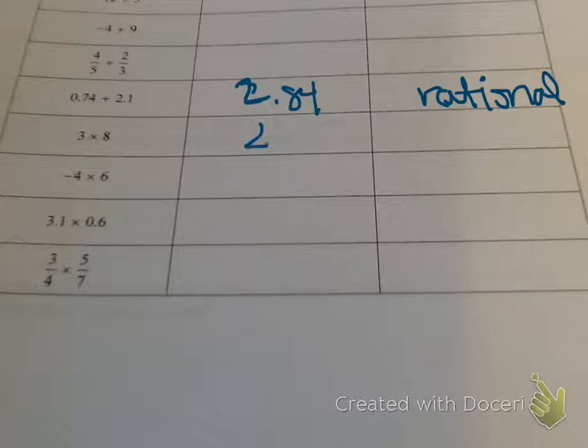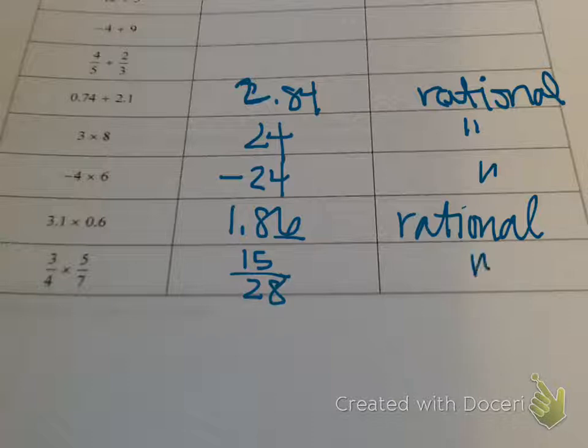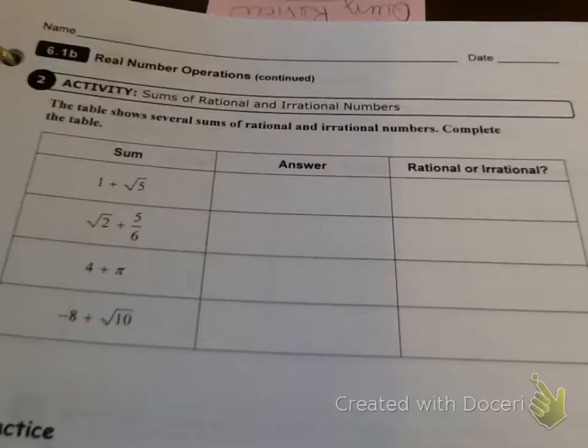Three times 8, 24 is rational. Negative 4 times 6, negative 24 is rational. 3.1 times 0.6, 1.86. Again, it's a decimal, but it ends, so it's rational. And 3/4 times 5/7 is 15/28. And all fractions are rational. Alright, moving on.